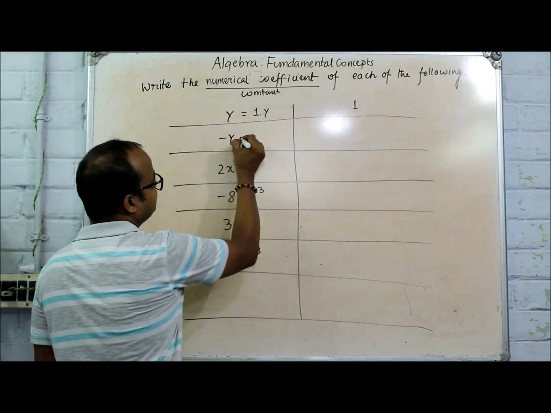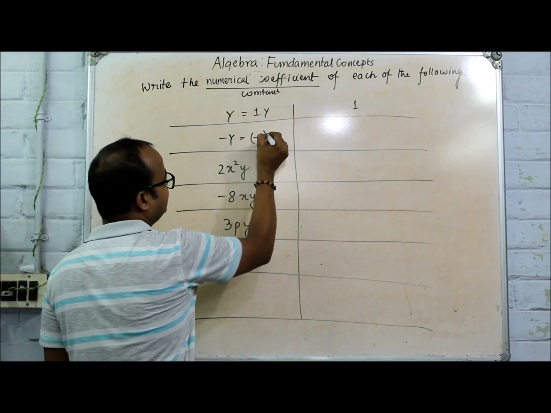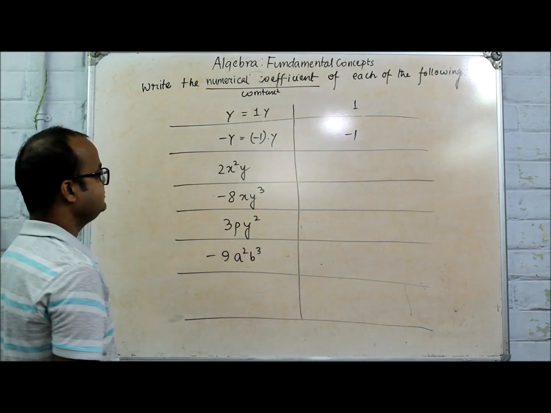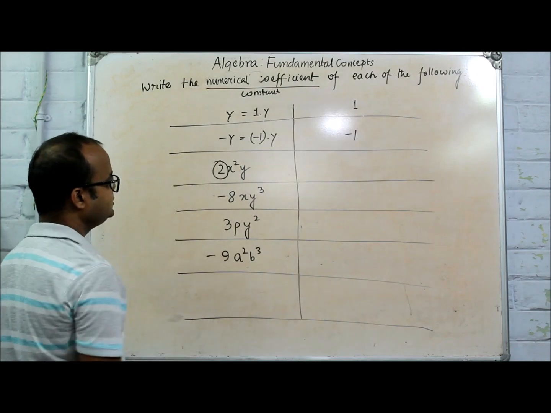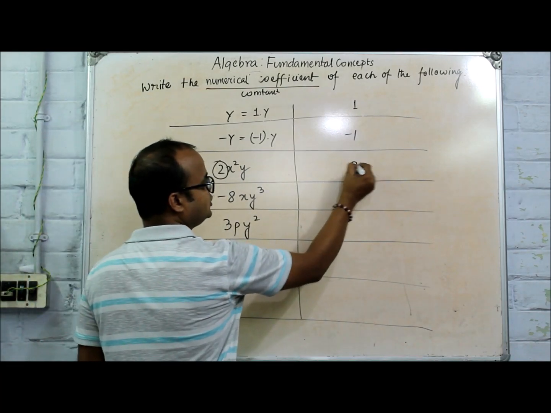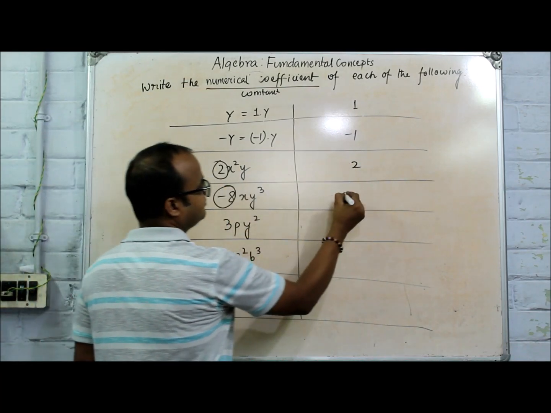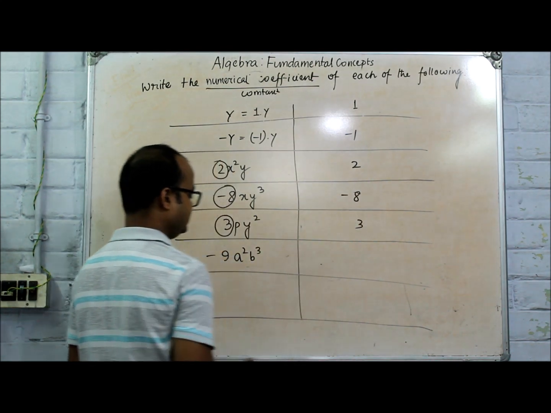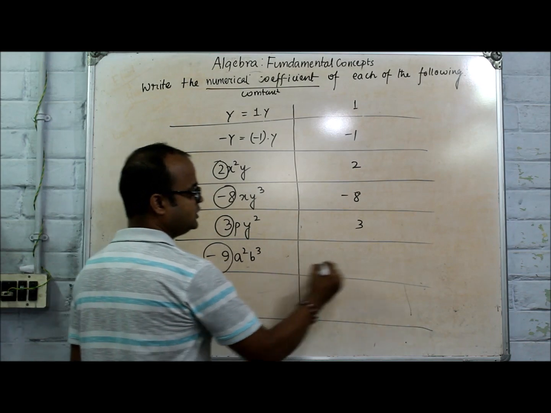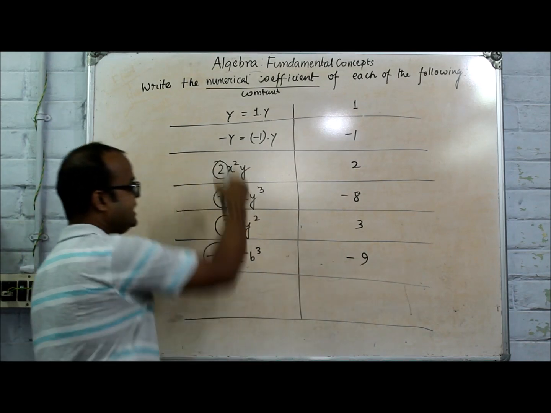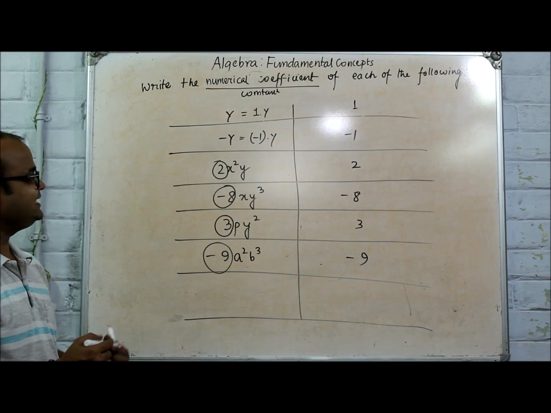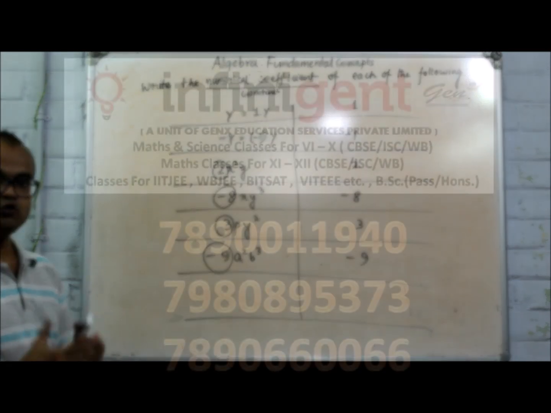Minus y can be written as minus 1 into y, so the numerical coefficient is minus 1. Numerical coefficient 2. Numerical coefficient minus 8. Numerical coefficient 3. I am just picking out the numbers or constants associated with the given polynomial, so they are called numerical coefficients.